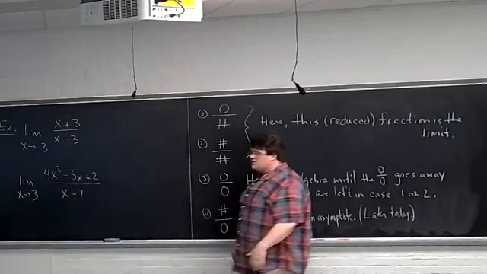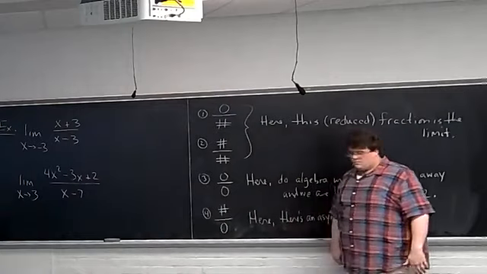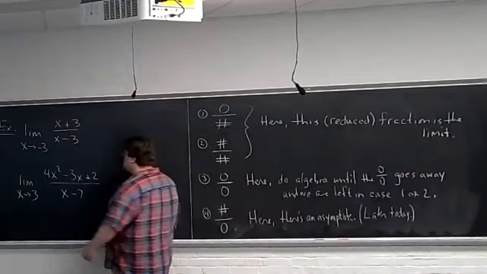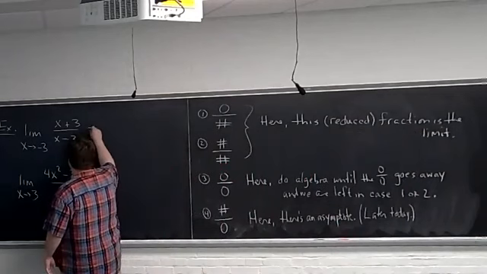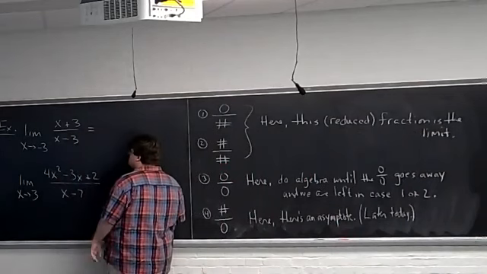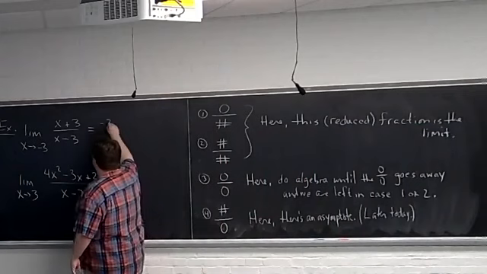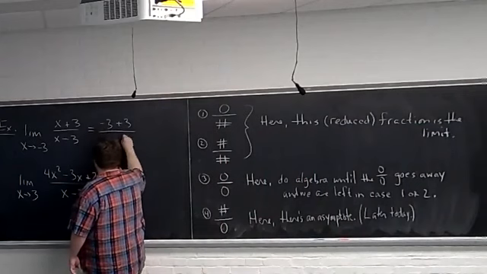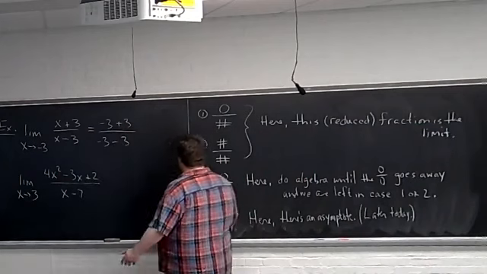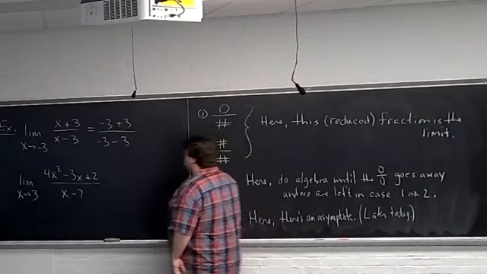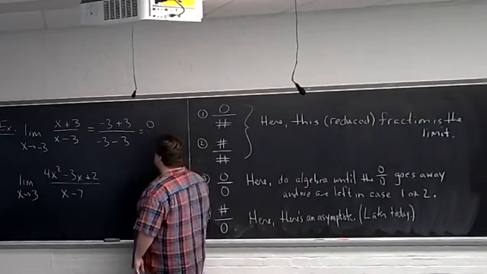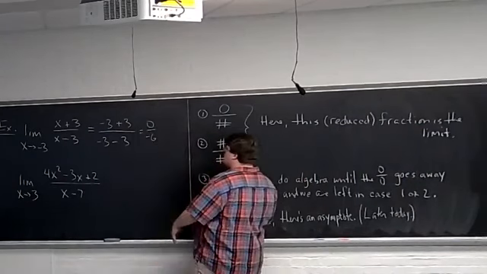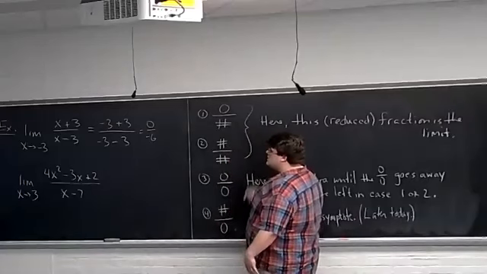Okay, let's do this example instead. What happens if you do a direct substitution here? As x approaches -3, you get -3 plus 3 on top. You get -3 minus 3 on the bottom. On the top, -3 plus 3 is 0. On the bottom, -3 minus 3 is -6. 0 over -6, well, that puts us in case 1.